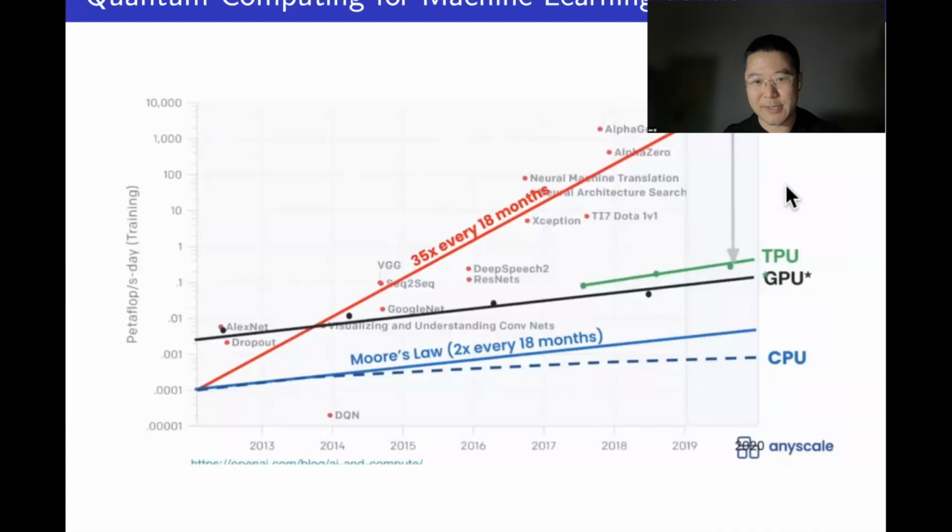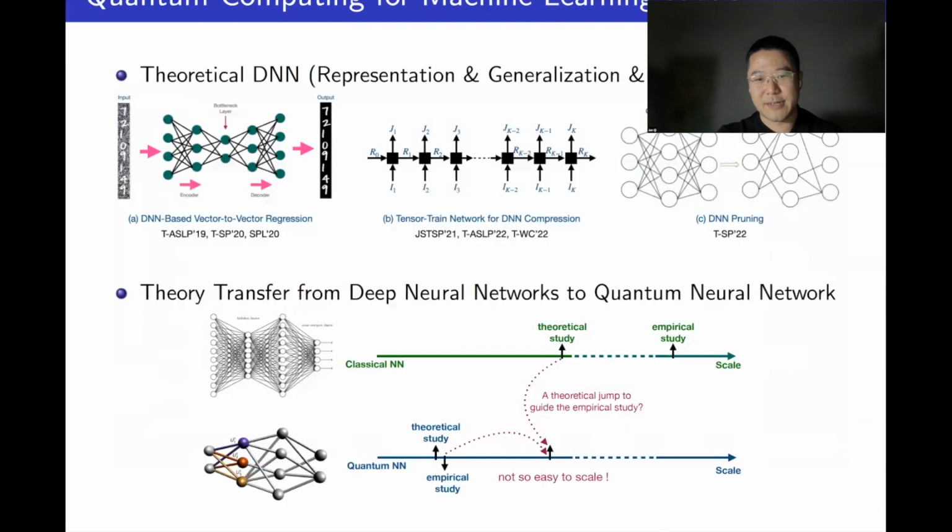So how do we fill the gap? In our group, we are motivated to do quantum computing, using quantum computers to fill the gap. This is the motivation for using quantum computing for machine learning. The major reason is that classical hardware development is very difficult to keep up with the development of artificial intelligence. This figure shows the gap between deep learning development and Moore's law. So in our work, we want to use the theoretical study of classical deep neural networks to put forward the quantum neural network.